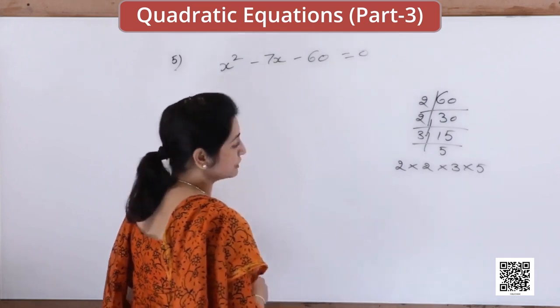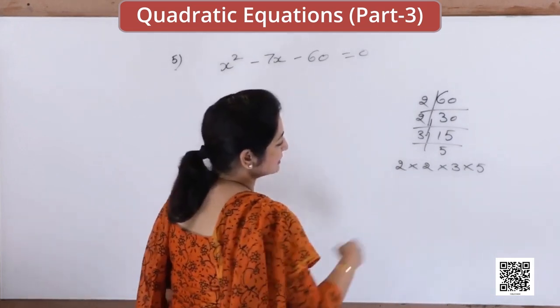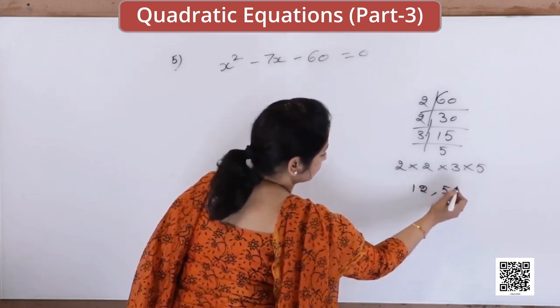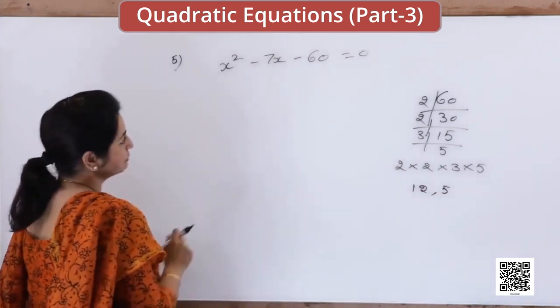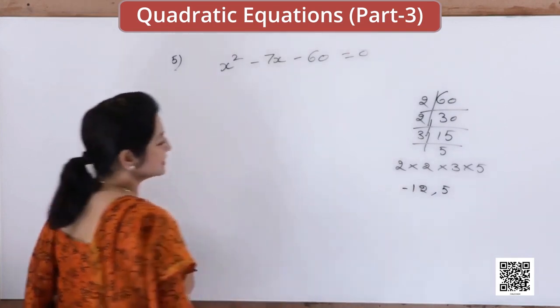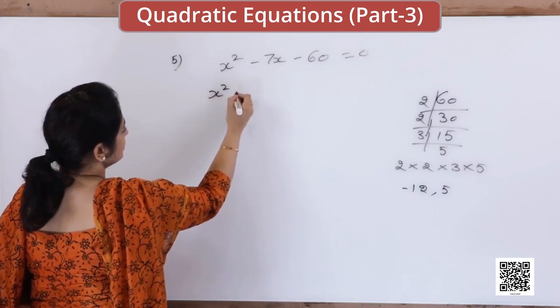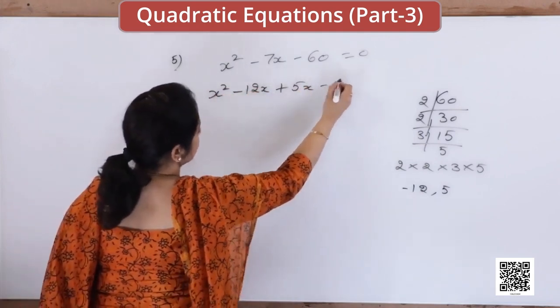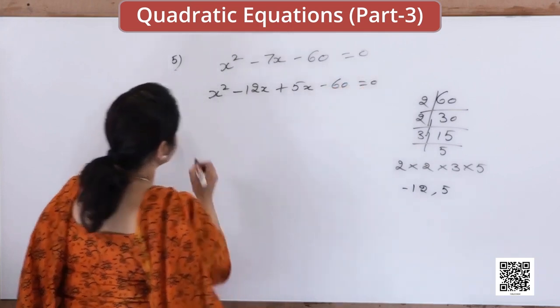So 3 2s are 6, 5 2s are 10. That will make 4, but we need 7. So if we leave 5 like this, 3 2s are 6, 6 2s are 12. So 12 and 5 will give us 7. If we take minus 12 plus 5 it will give us minus 7. So x square minus 12x plus 5x minus 60 equals to 0.